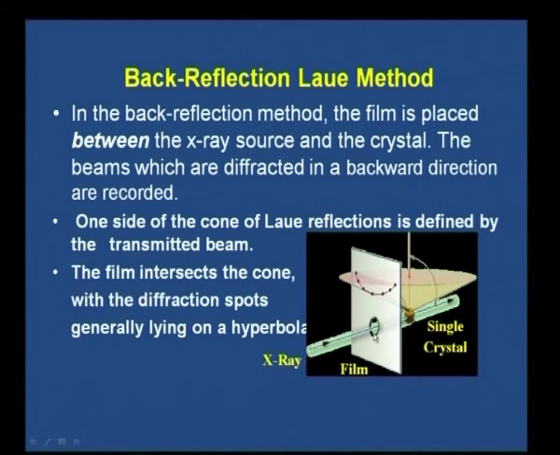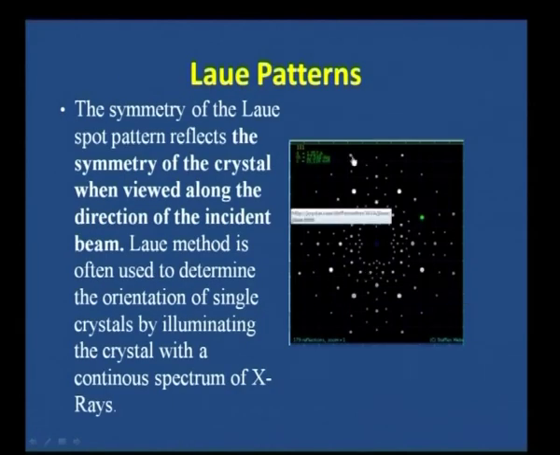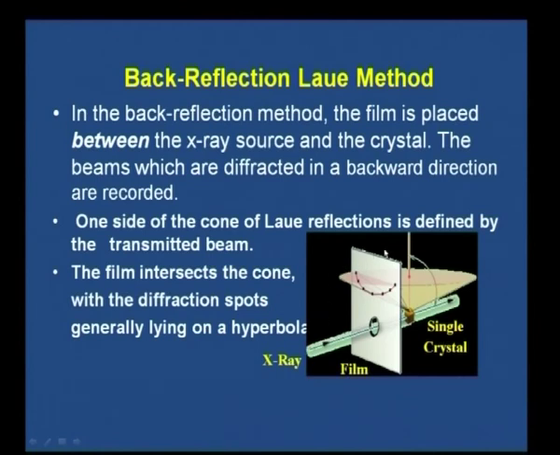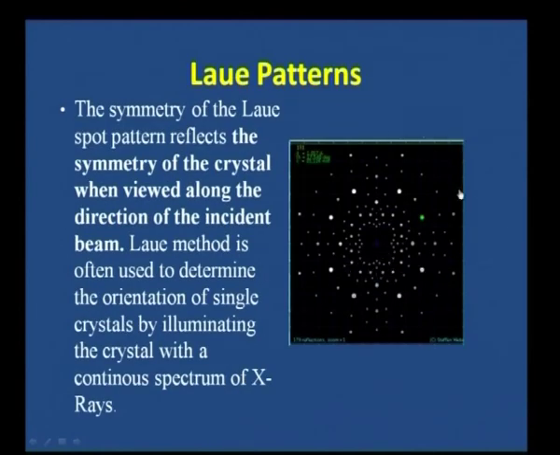So, you have an X-ray beam. Now, this X-ray beam is reflected or diffracted. The rays which come in the backward direction, the back reflection, give rise to the spots. The spots are found on the curve, this is called the back reflection, and the spots are to be seen like this.